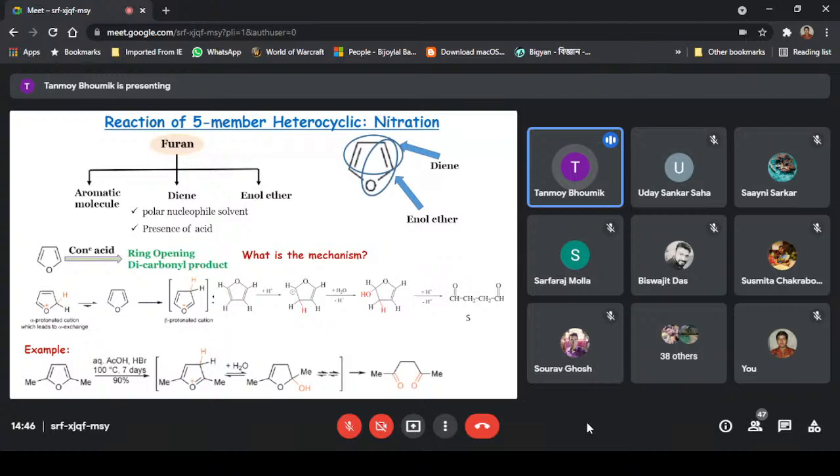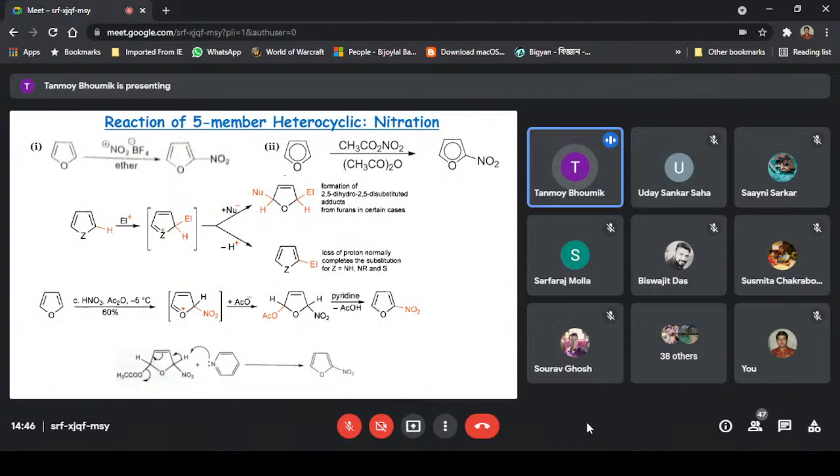So ring resonance happens, and it gives the dione compound. Similarly, for this different type of reaction for this furan, with N2BF4 minus, it gives the nitrate product at the ortho position.